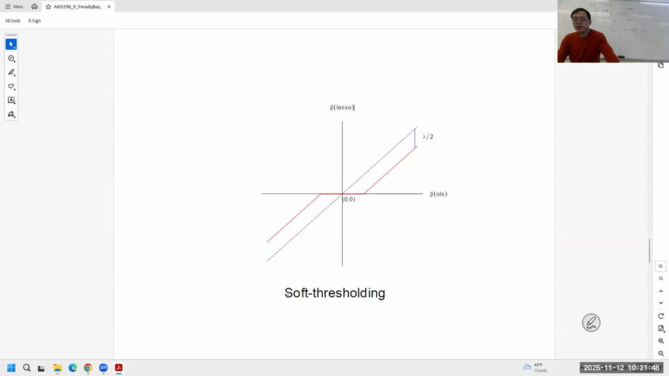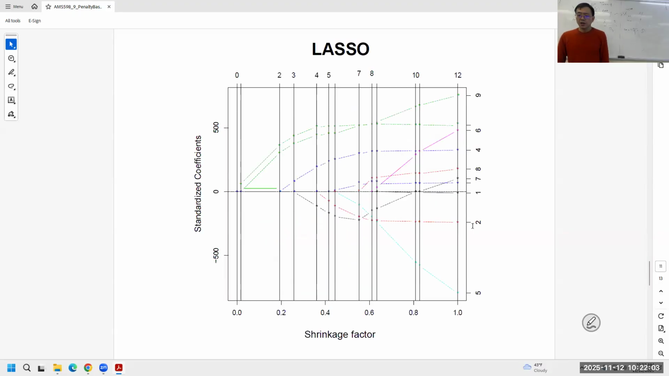This is called soft thresholding. Threshold means that when it reaches a certain threshold, then you have a value; otherwise, it's going to be 0. So that's the effect on the beta.